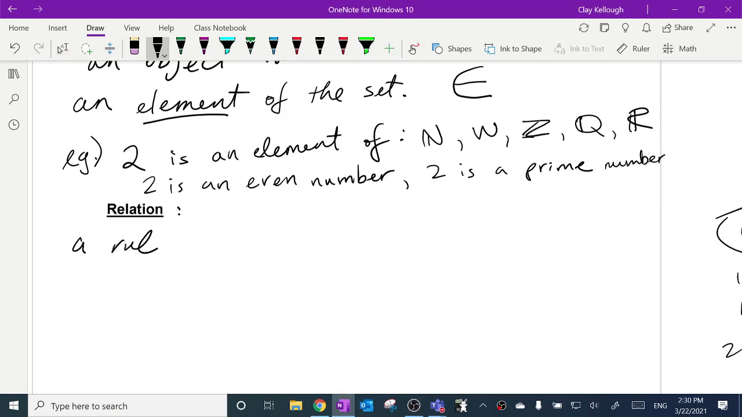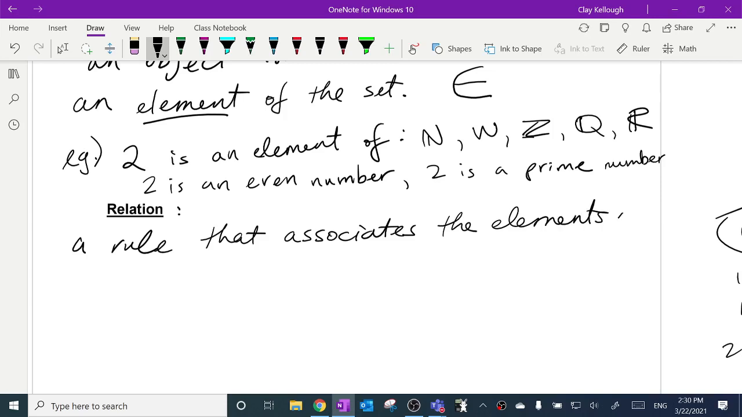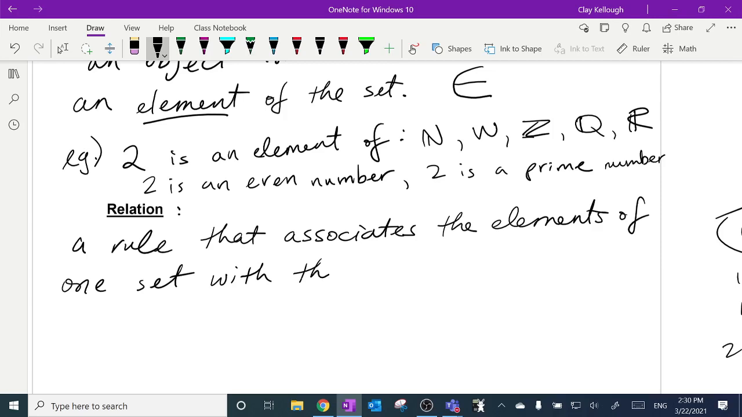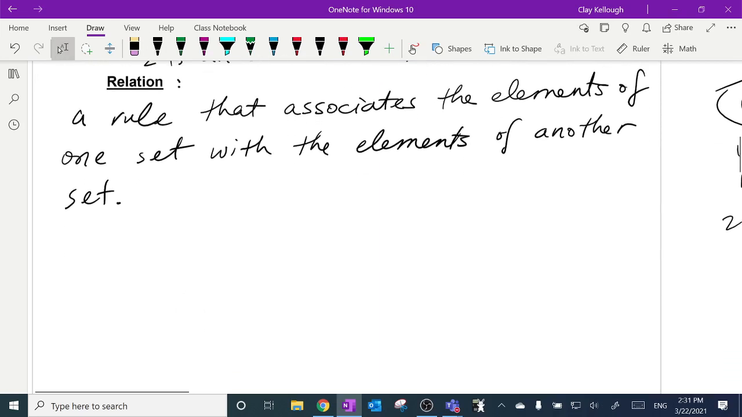A relation is a rule that associates the elements of one set with the elements of another set. So let's give you some relations and see if you can see what the rules for them are.